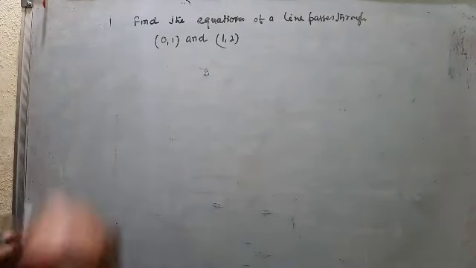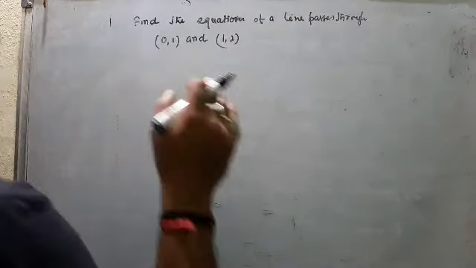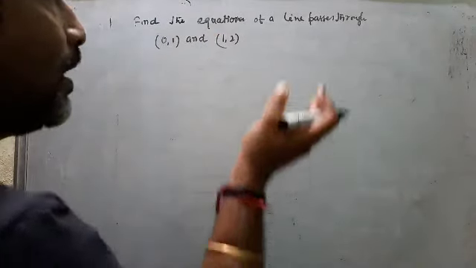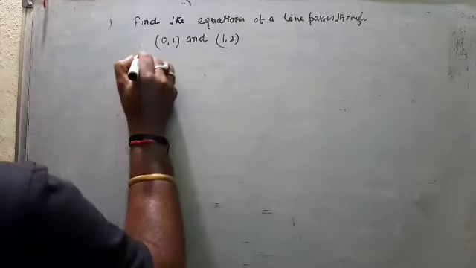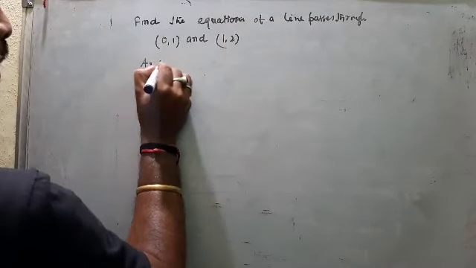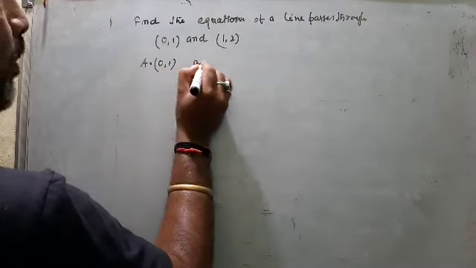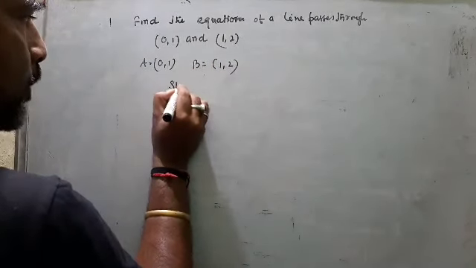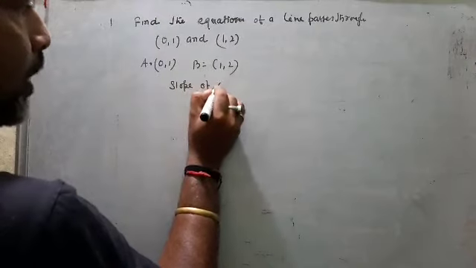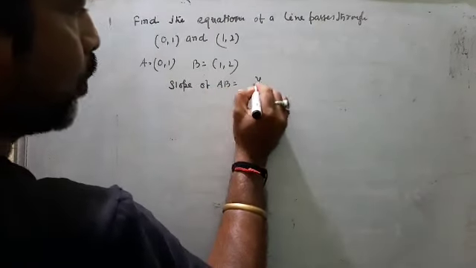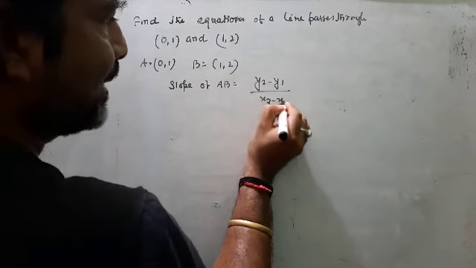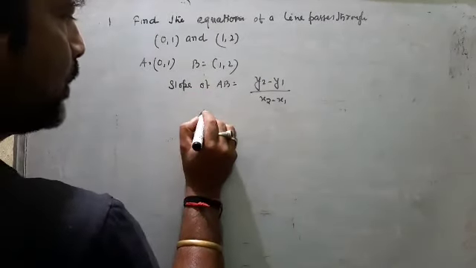This is the case of what? Where 2 points are given. How do you find the equation of the line? When 2 points are given, first we find the slope. So let this be your A, 0, 1 and B, this is 1, 2. So first you find the slope of AB. The slope of AB is y2 minus y1 by x2 minus x1. Slope is denoted by what?